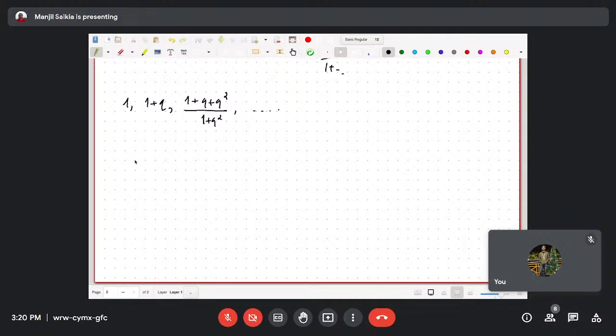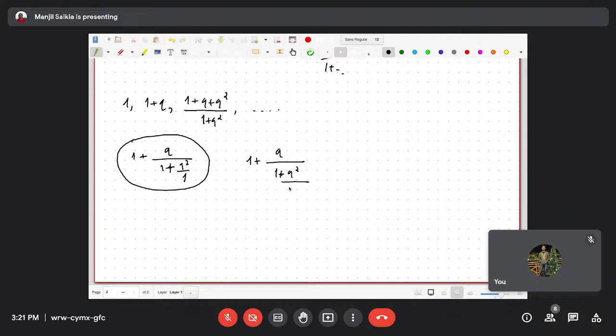So basically what I want to do is something like this. Suppose I know something, so I know what this is, so let's say 1 plus q by 1. Then I would like to use this quantity to figure out what the following quantity would be, what the next level of convergence would be, basically. Okay, so I would like to figure out what this would be, something like this.